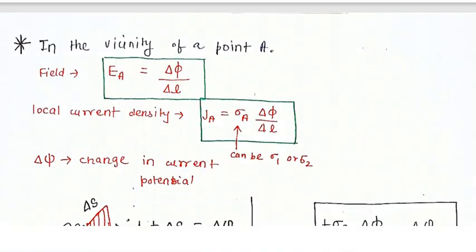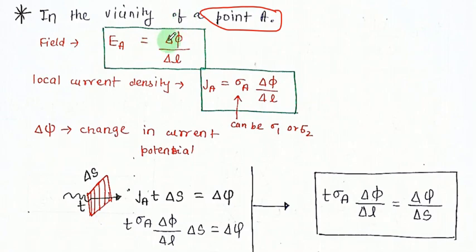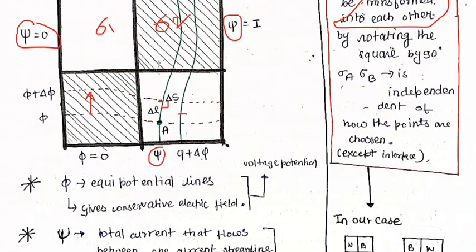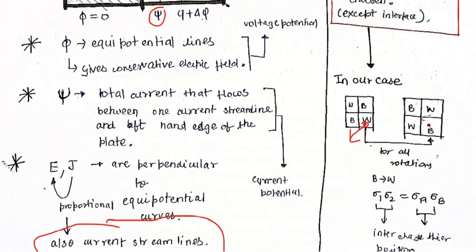Okay, so let us see. In the vicinity of a point A, the field should be written as delta phi by delta L. That is the conservative electric field that can be written with the help of electric potential. The potential varies across this line from 0 to v, so we will take the electric field as delta phi over delta L. In the direction of increasing potential, the electric field decreases. We have to keep that fact in our mind too.